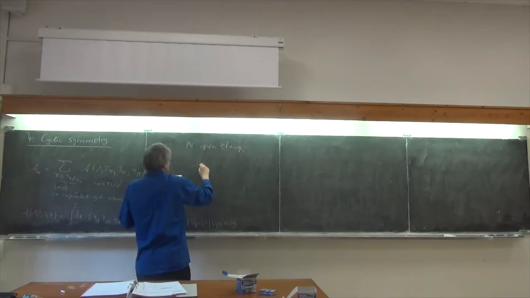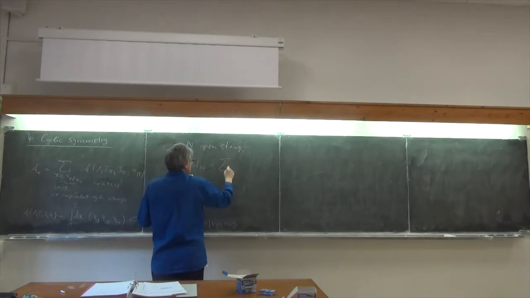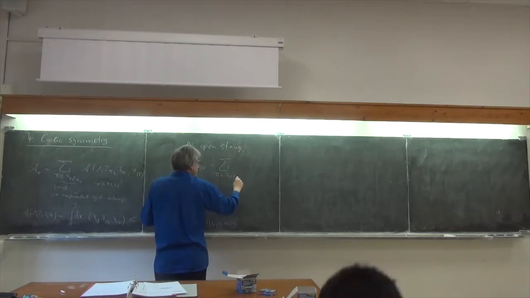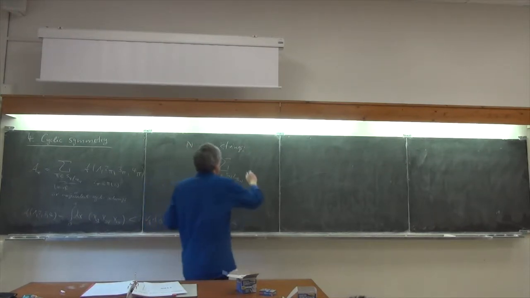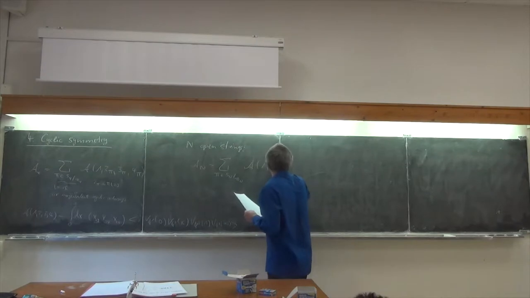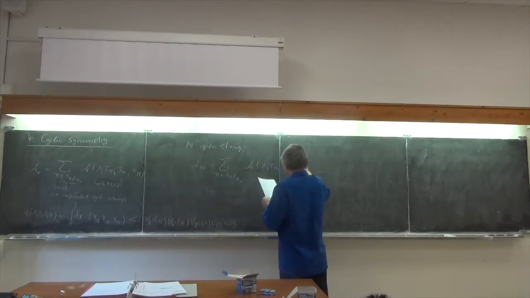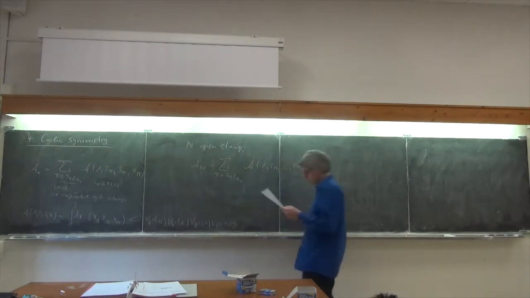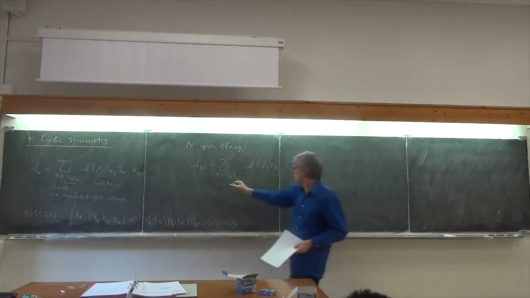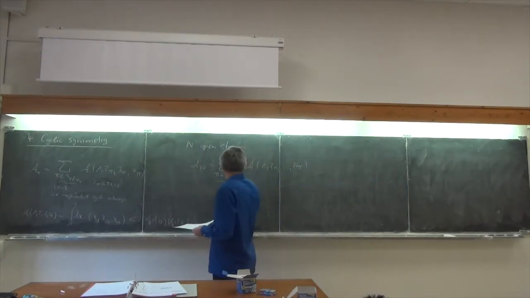Then the formula looks like this. So this is already a quite generic structure for the open string case. And then we have, rather than four, now n, and rather than six, we have n minus one factorial, n-point orderings.